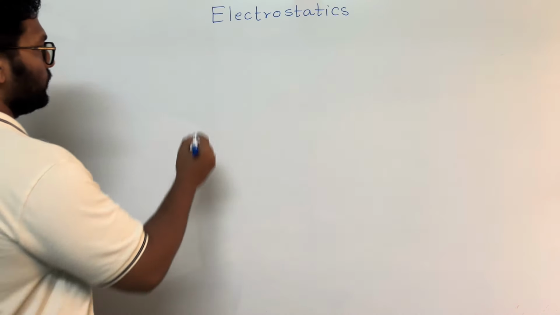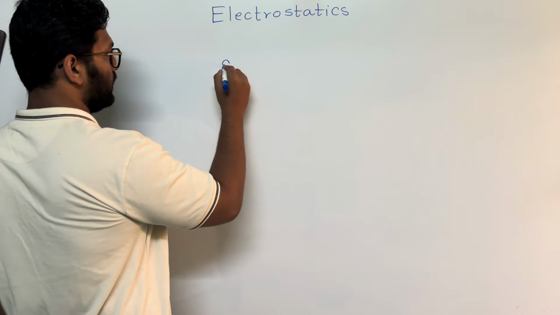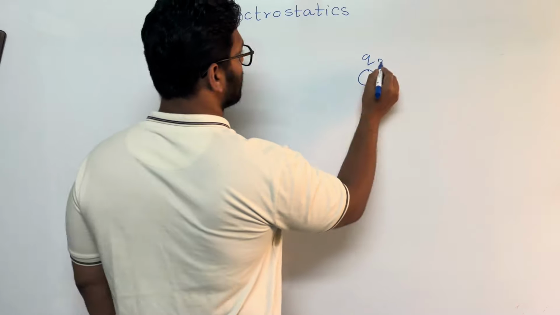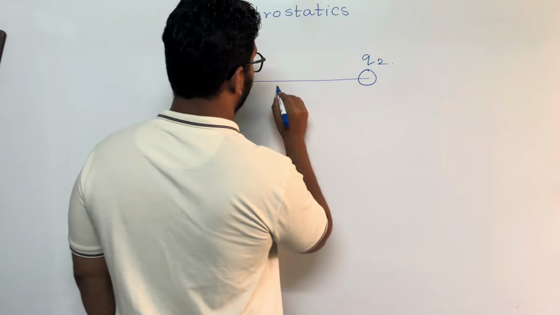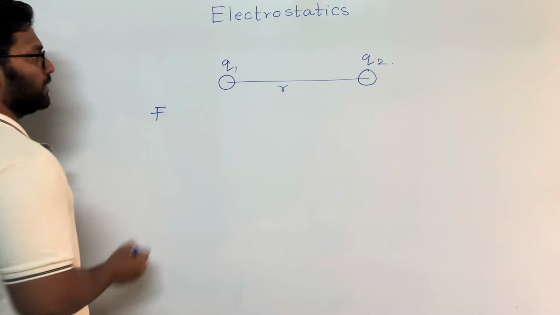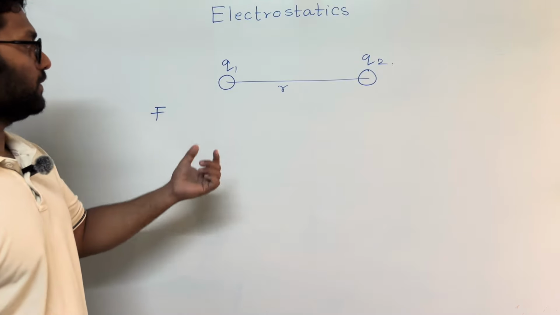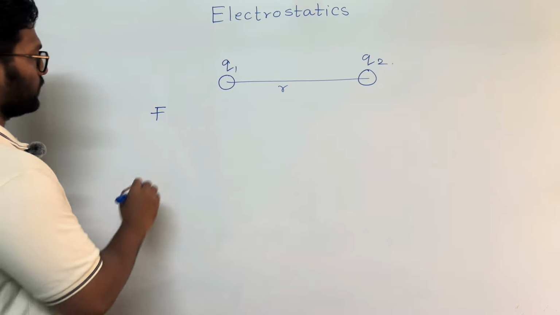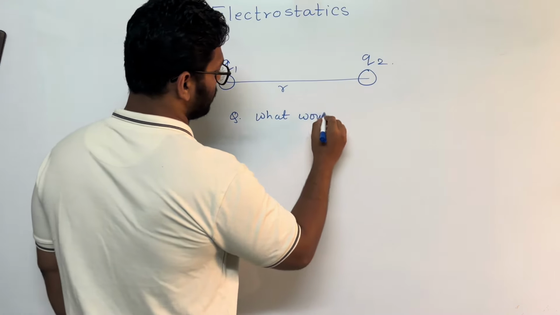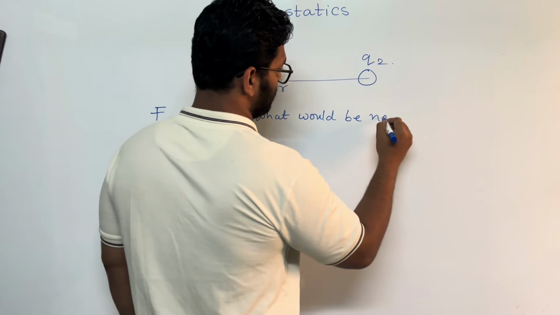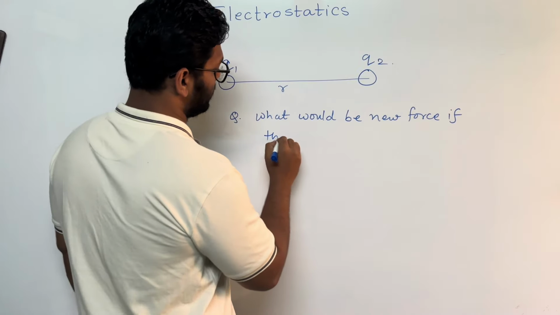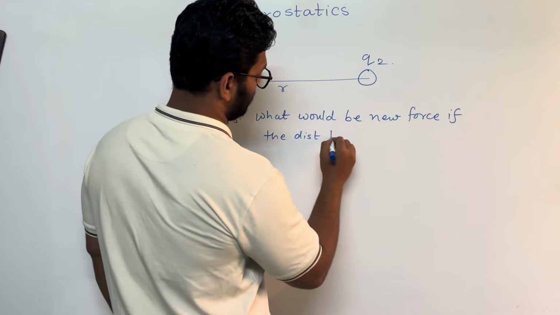Let's do another question. We have two charges, okay? Let's say this is Q1, Q2. The distance between them is R, okay? Now it is given that the force between these two charges is F. The question is, what would be the new force if the distance between them is made half?